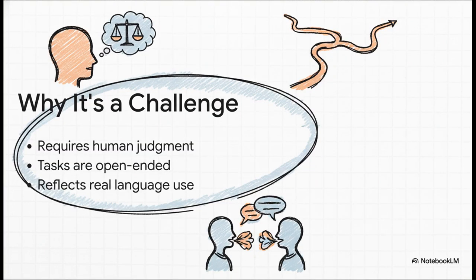And this is where it gets tricky, and I think this slide really nails why. For one, it takes human judgment. There's no machine that can perfectly appreciate the nuance of a really persuasive speech. Then you've got the fact that these tasks are totally open-ended. There's no single correct way to tell a story. And finally, this whole thing is meant to reflect how complex language is in the real world, and that real-world messiness is what makes it so hard to grade fairly every single time.